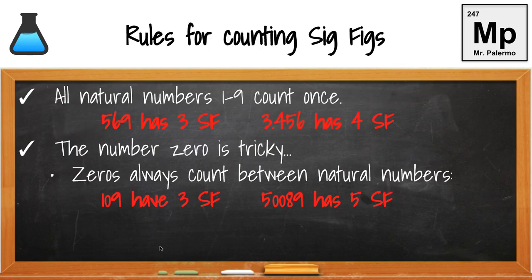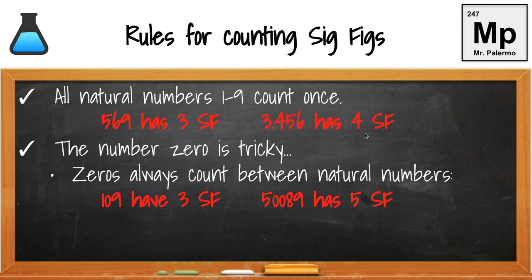Okay, so what are the rules then for counting up significant figures in a number? So when we get a number, how do we know how precise it is? Well, that's the sig figs, and how do we count them? Well, a couple of rules to remember. All natural numbers are any number that is not 0, so 1 through 9. We count those as 1 sig fig. So for example, 569 has 1, 2, 3 natural numbers. It has 3 sig figs. This one here has 1, 2, 3, 4 natural numbers, 4 sig figs.